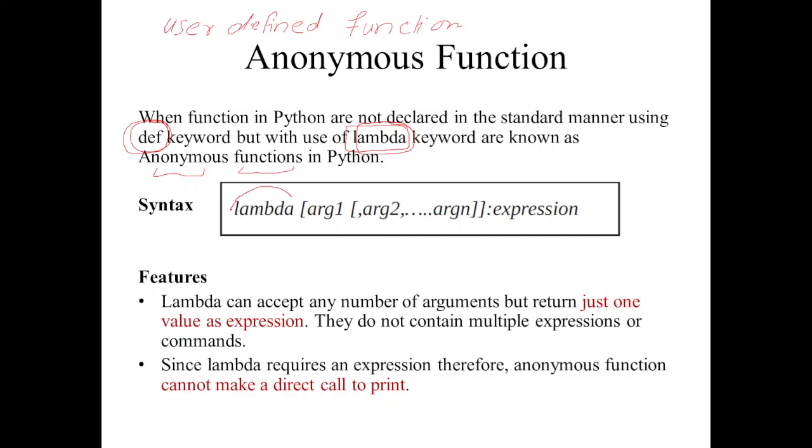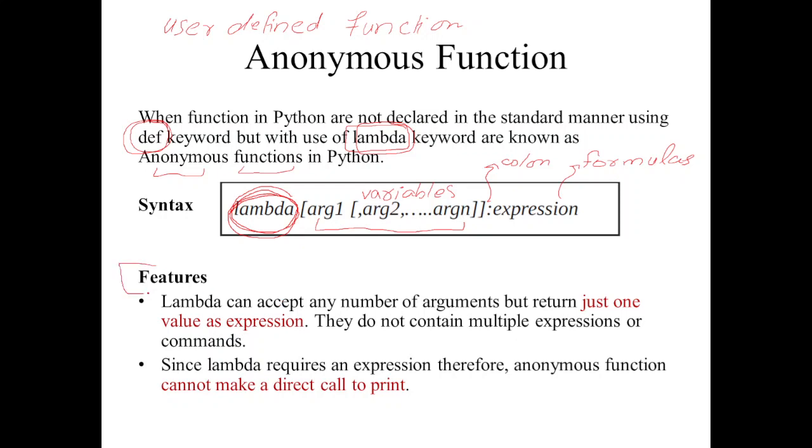This is the syntax of an anonymous function. First, we use a keyword called lambda, and then we write some arguments, the number of variables, after the keyword. As soon as we write the variables, we use a colon sign, and following this colon sign we use an expression or formula to calculate this function. So in this way the anonymous function works.